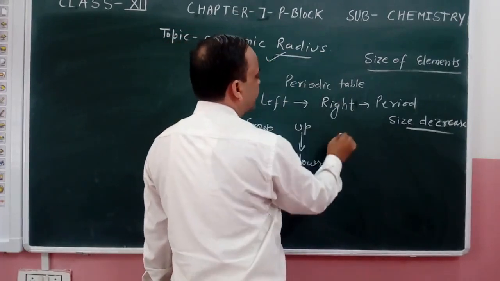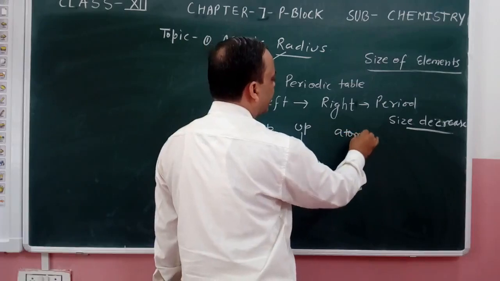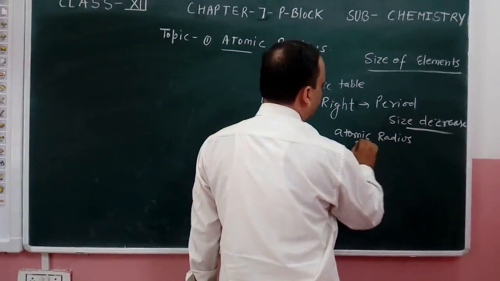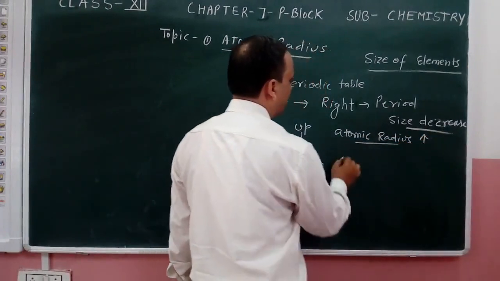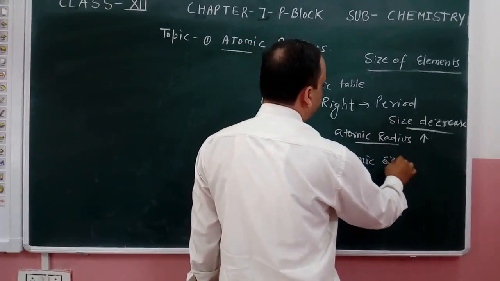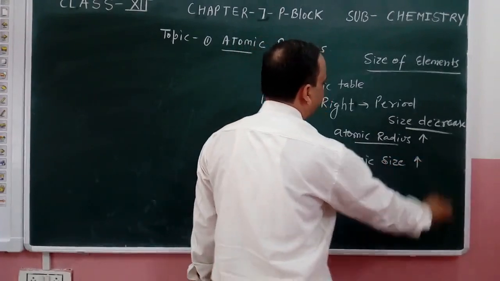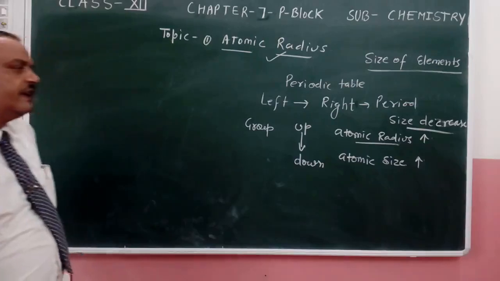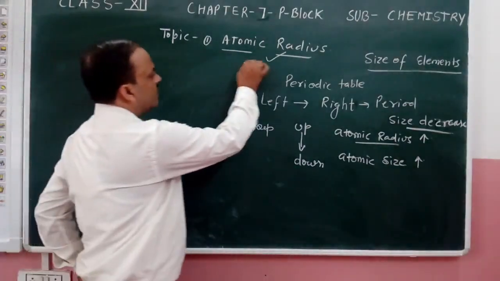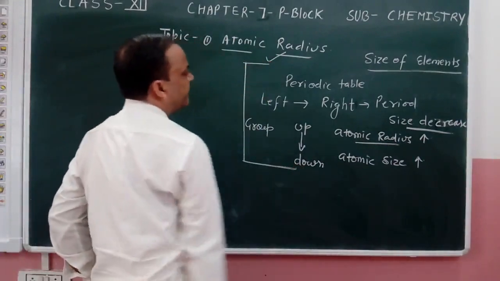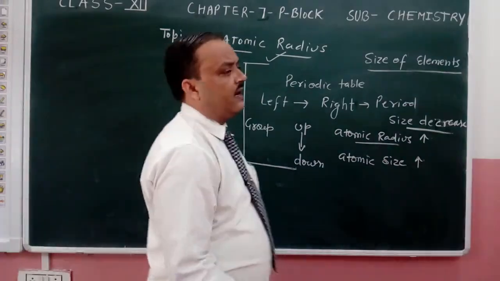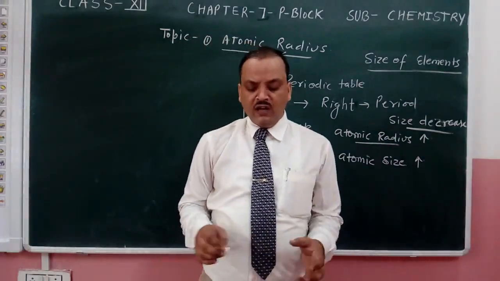And the reverse of this, in a group, when we move from up to down, atomic radius increases, or atomic size increases. So that is the condition we have related to the atomic radius in the general phenomena of the periodicity of the properties.